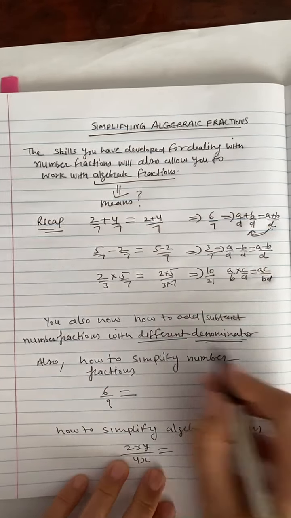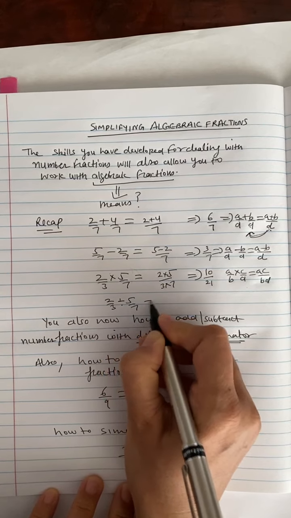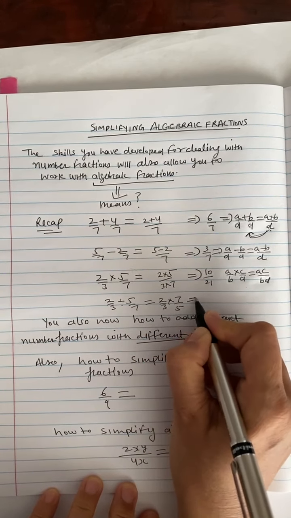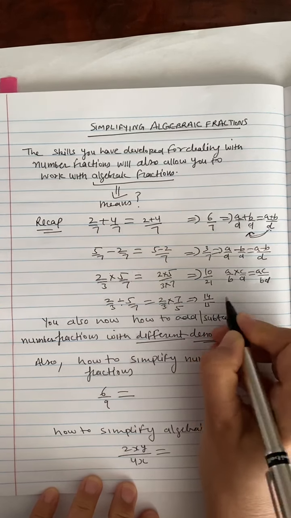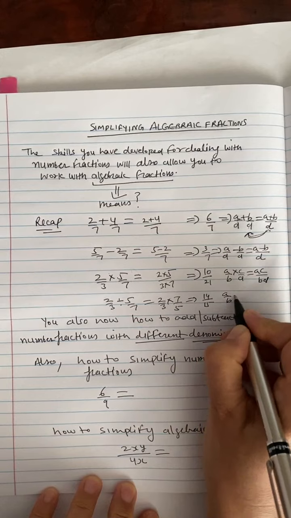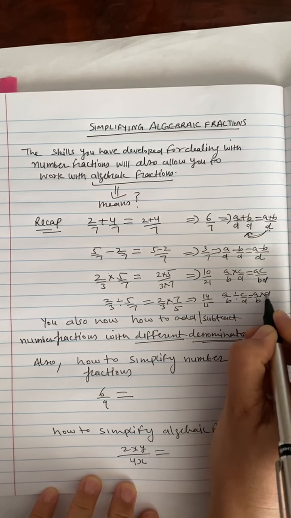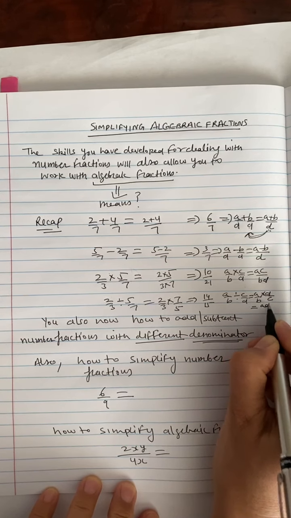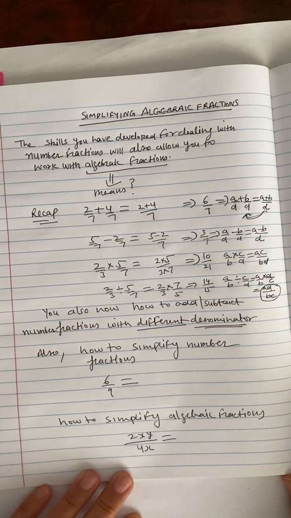And you also know that if you have to divide 2 over 3 by 5 over 7, then this is the same as 2 over 3 multiplied by 7 over 5, which is 14 over 15. So you already know about this. a over b divided by c over d is the same as a over b multiplied by d over c. You take the reciprocal of the second one, and then ad over bc is your final answer.